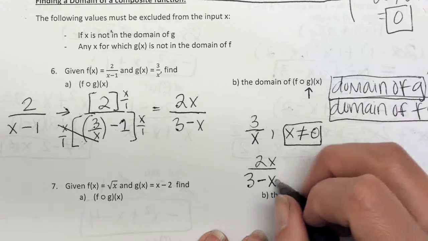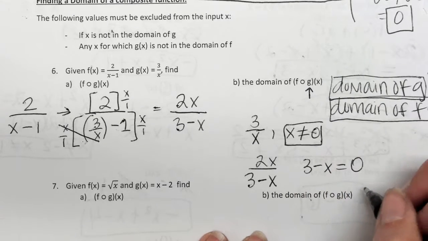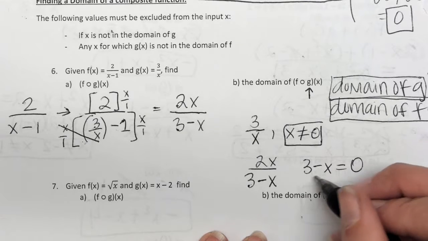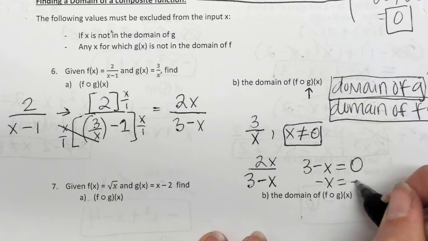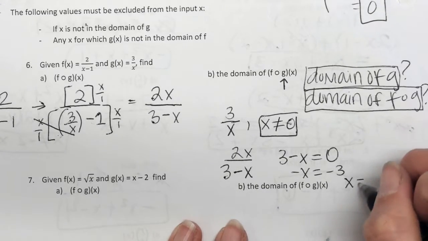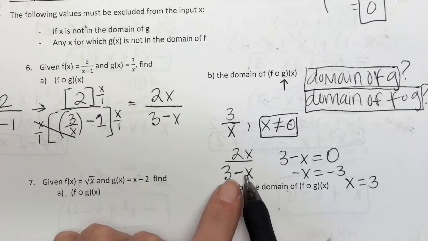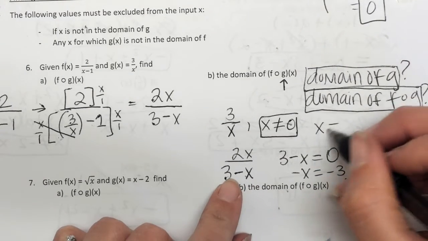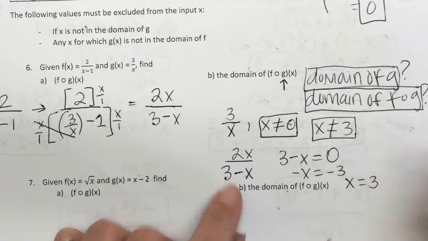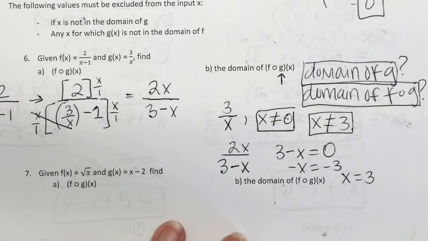If you don't know, just always set the bottom, which is 3 minus x, equal to 0. And now solve for x. So I subtract 3. And now divide by negative 1, and you'll get x equals 3. We know x can't be 3 because 3 minus 3 would be 0. And again, we can't have 0 in the bottom. So our domain is all numbers except for 0 and 3.